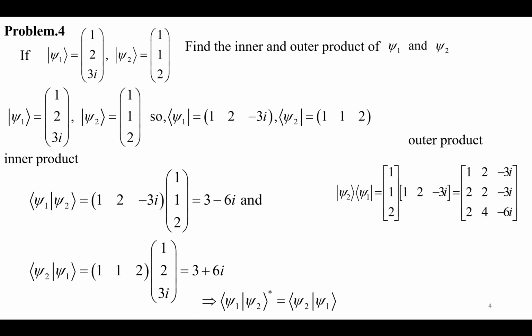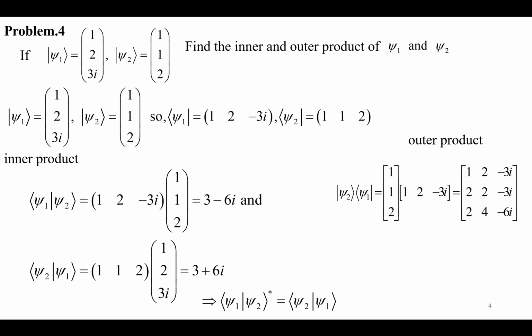Problem 4 is given as ket psi 1 equals, in terms of a column, 1, 2, 3i. Ket psi 2 equals 1, 1, 2. We are going to find the inner and outer product of psi 1 and psi 2. So just take bra psi 1. Convert the column vector into a row vector, which gives you bra psi 1. So bra psi 1 equals 1, 2, minus 3i.